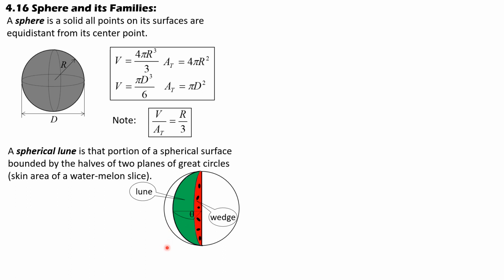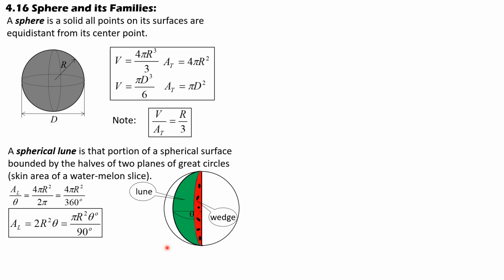the sphere 4 pi r square as to 2 pi if theta is in radians, and it is equal to 4 pi r square over 360 degrees if theta is in degrees. So the resulting formulas for area of the lune would be as follows. But as I said, you don't need to memorize these formulas. Just remember how these formulas are arrived at.